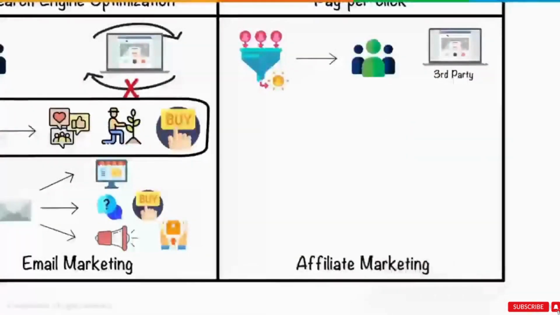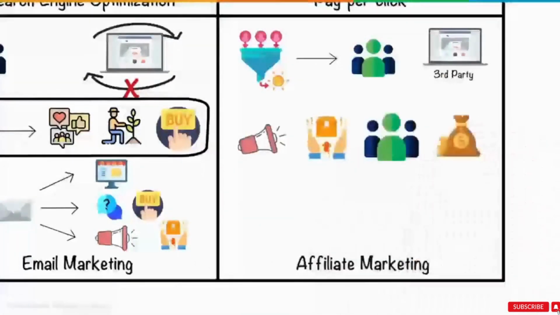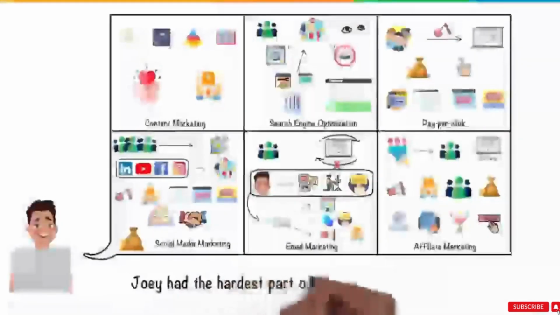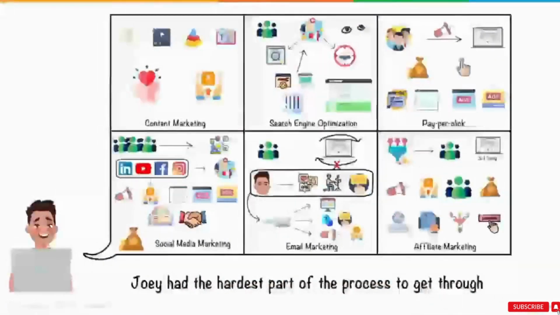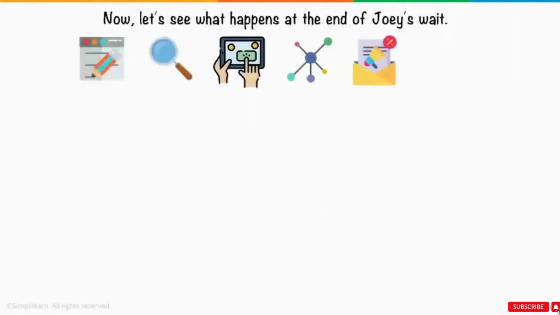And finally, although Joey was able to grow the brand's funnel, he wanted more traffic from third-party websites. This could be achieved with affiliate marketing. Affiliates would promote the brand or product to their audiences for a fee with the help of email signups, registrations, conversions, subscriptions, etc. After setting all of this up, Joey had the hardest part of the process to get through.